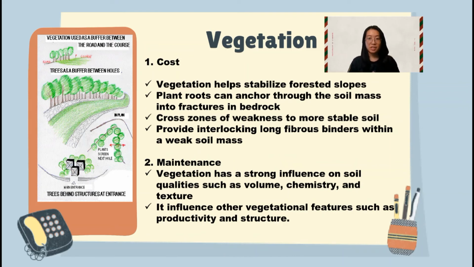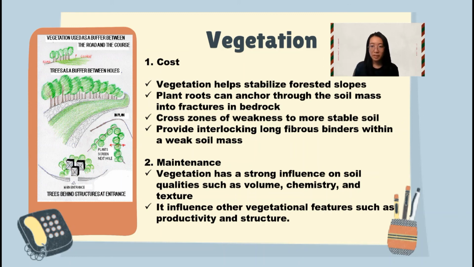Next is vegetation. Vegetation does not require a big cost. Vegetation helps stabilize forest slopes by providing root strength and modifying the saturated soil water regime. Plants' roots can anchor through the soil mass into fractures in bedrock, can cross zones of weakness to more stable soil, and can provide interlocking long fibrous binders within a weak soil mass. In maintenance, vegetation has a strong influence on soil qualities such as volume, chemistry, and texture. It influences other vegetational features such as productivity and structures.